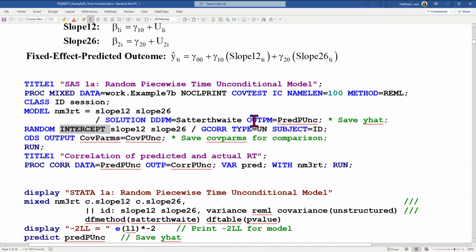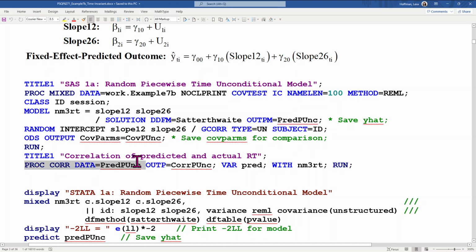This piece of code right here, out=PM, what that does is create a copy of the analysis data set whose name is given after the equal sign. So pred_p_unc in my notation means this is the data set that's going to have predicted values from the piecewise unconditional model. It's going to have a bunch of columns appended to the end of the data set that have the prediction and the standard error. So the column that contains the prediction is going to be called pred.